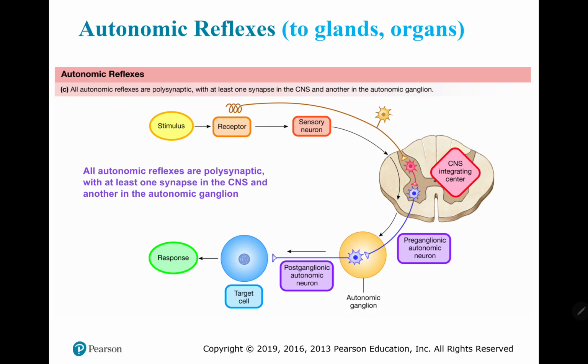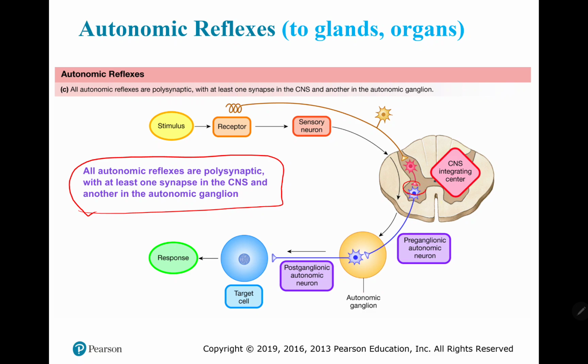Remember that autonomic reflexes are not going to go to muscles, but they're going to go to glands and organs and adipose tissue, things like that. And all of these autonomic reflexes are going to be polysynaptic, with at least one synapse in the central nervous system and another in an autonomic ganglion.